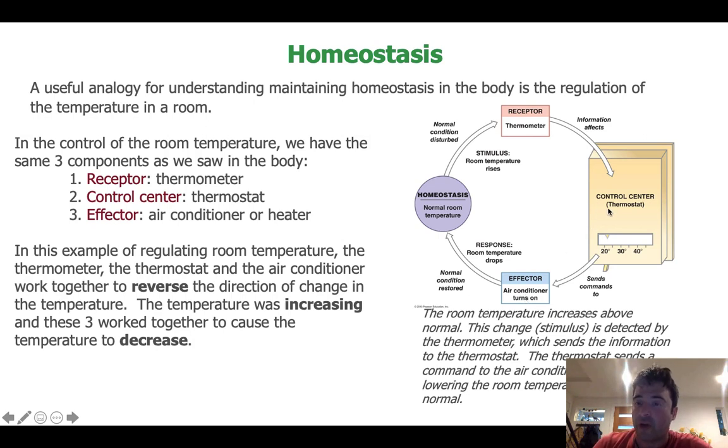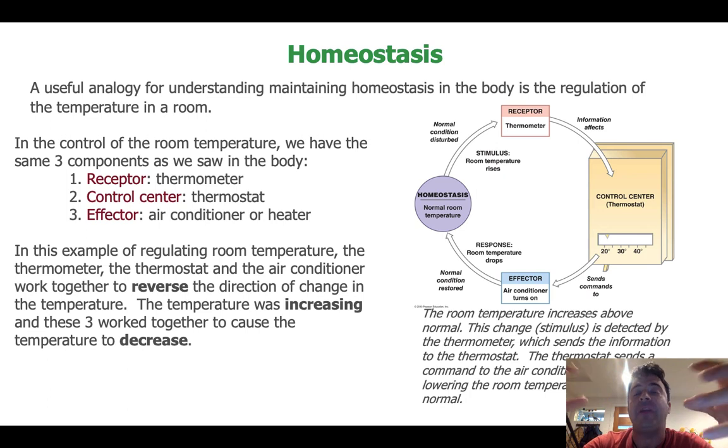So the control center makes sense of that information. It says temperature is too high, and it activates an effector. The effector in this case is the air conditioner. It blows cold air out into the room, and when that cold air enters the room, the temperature drops back down until it hits the set point on the thermostat, and the homeostasis of room temperature is reestablished.